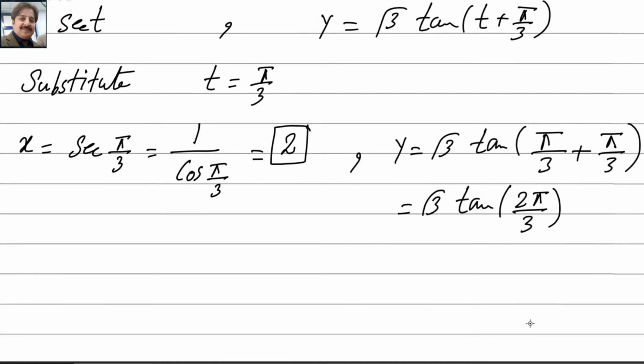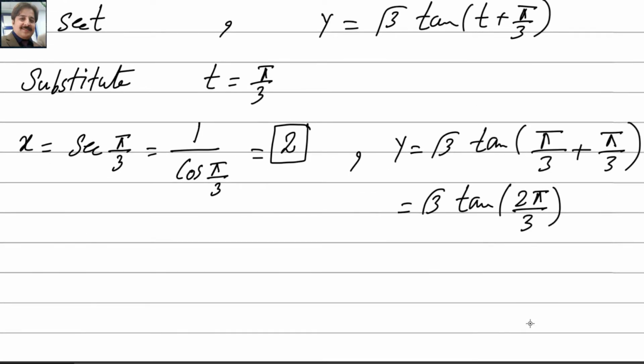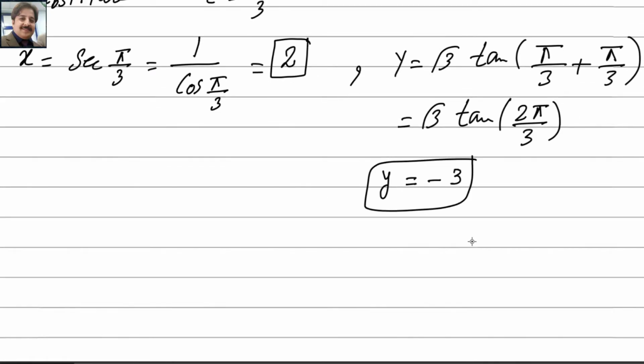Use your calculator, which should be in radian mode, and get your answer from here. You will get the answer for this function as negative square root of 3 only. So this will be the value. Now you could also find the gradient.